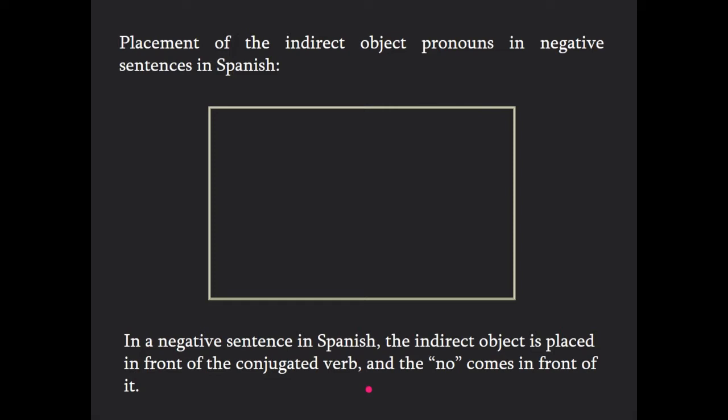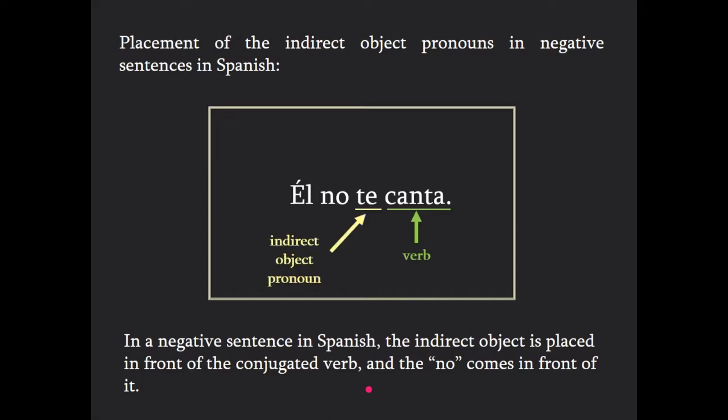Okay, let's look at the placement of the indirect object pronouns in negative sentences in Spanish. So here we have the sentence, él no te canta. Say it. Él no te canta, which means he doesn't sing to you. So we have our verb. We have, if you can guess, what is the indirect object pronoun? Very good. It's the word te. That's to you.